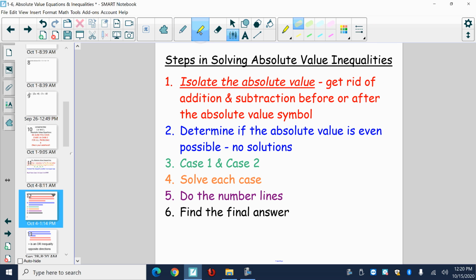Step 1, you still have to isolate the absolute value. Step 2, you're still going to check to see if it's possible. Step 3, you're still going to do case 1 and case 2. You're still going to solve them. But now we're adding number lines, and then we're going to do the final answer.